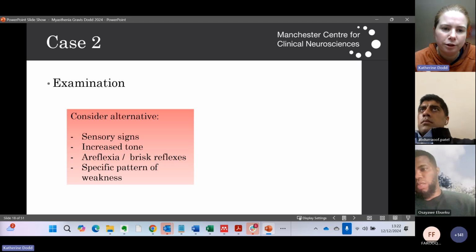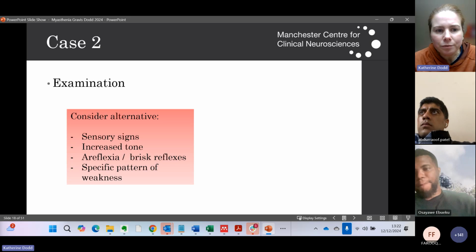Tone should be normal. So if the tone is increased, you want to think more about an upper motor neuron problem. So if there's something going on in the brain, the brainstem, you could potentially also get eye movement abnormalities, ptosis, limb weakness. If you've lost reflexes or got brisk reflexes, then you would think about an alternative, because in myasthenia, they should be normal. It is slightly different in Lambert-Eaton, which we'll come on to. But generally, if you've lost the reflexes, you want to think about a nerve problem, and if there's brisk reflexes, an upper motor neuron. Or if there's some other specific pattern of weakness.